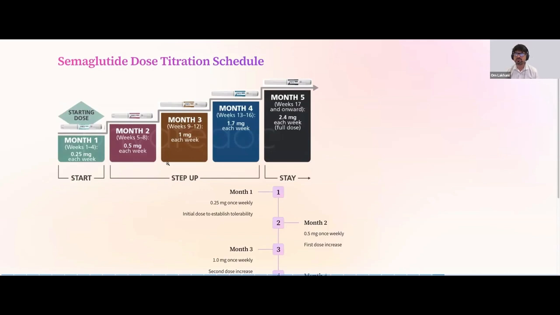Now, how is the dosing schedule? So 0.25 is the starting dose of Wegovy or semaglutide or Ozempic. You start with 0.25 once a week. Then after 1 month, you increase the dose to 0.5. After 1 month further, you increase the dose to 1 milligram. And then further on, you can increase to 1.7 and 2.4. So this is the dosing schedule. Of course, the company and the guidelines recommend that you follow this monthly schedule.